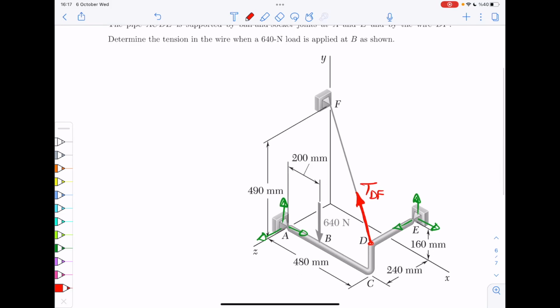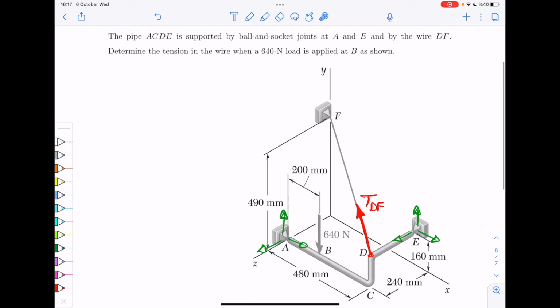And then there is this external force that you apply here downwards, 614 Newton. You want to calculate the tension in the wire. Okay, so we can start as usual, but if you go as usual with this problem, it's not going to work. So it's a little tricky in that sense.